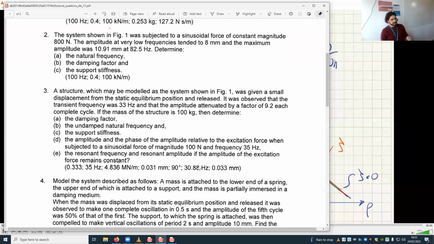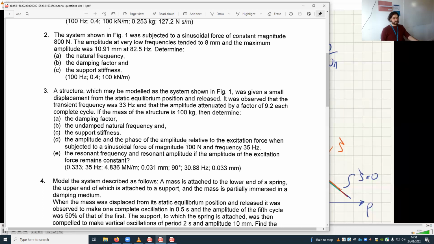You're given the mass of the structure, so you can determine everything else. Basically, that's quite simple. Damping factor is easy once you have the logarithmic decrement. Undamped natural frequency is easy because you have the omega d and the damping factor, so you can find omega n. Support stiffness, once you have omega n and the mass, you can find k.